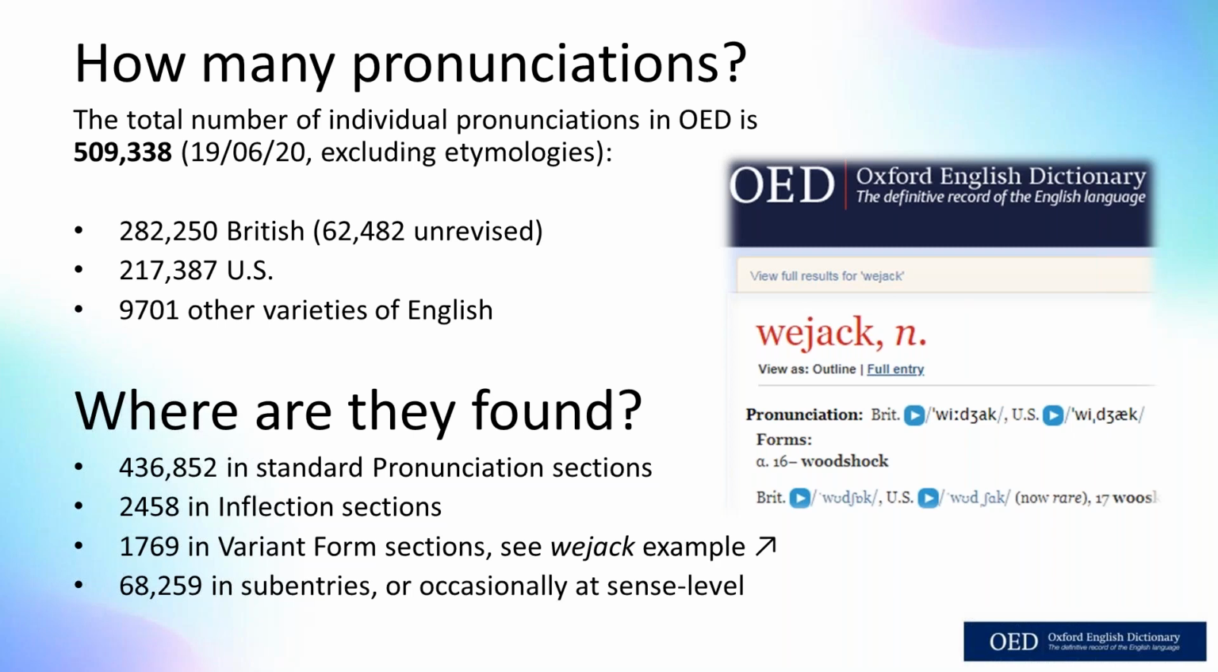Within a given entry, pronunciations can be found in a number of different places. More than 85% are exactly where you'd expect, in the dedicated pronunciation section immediately beneath the headword. But around 2,500 are given in the inflections, which for OED is only for some of the irregular inflections.